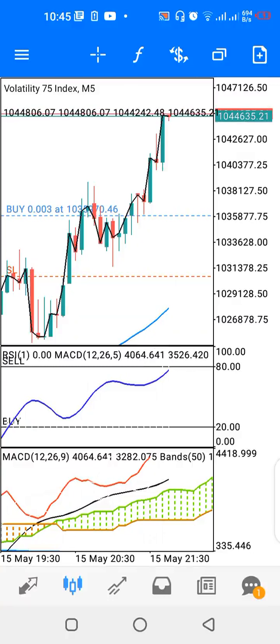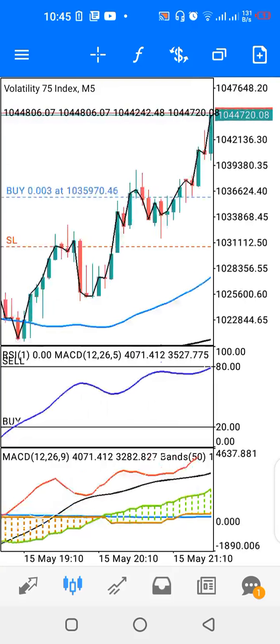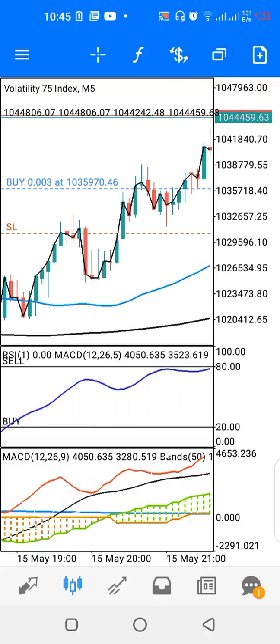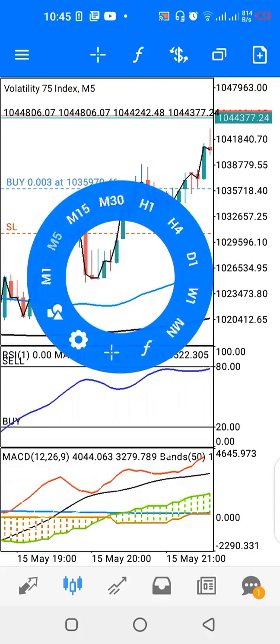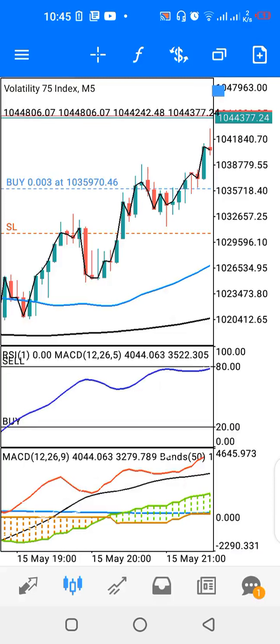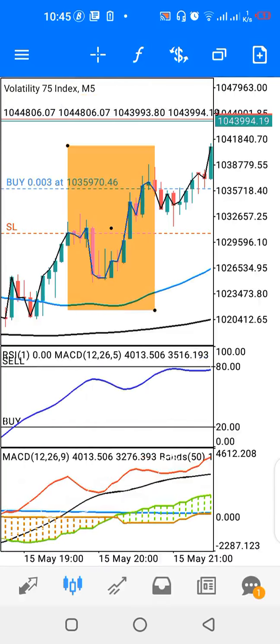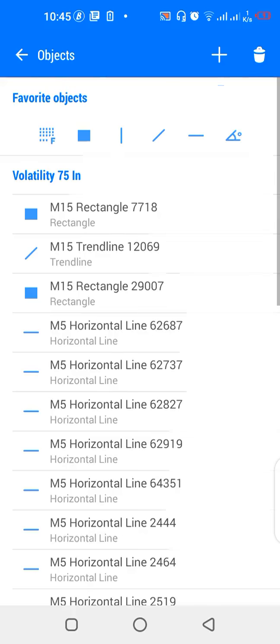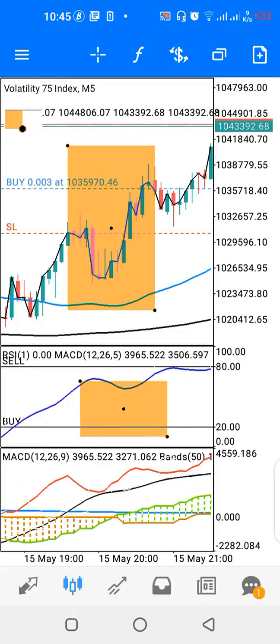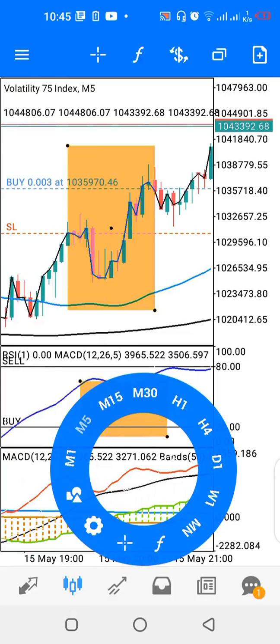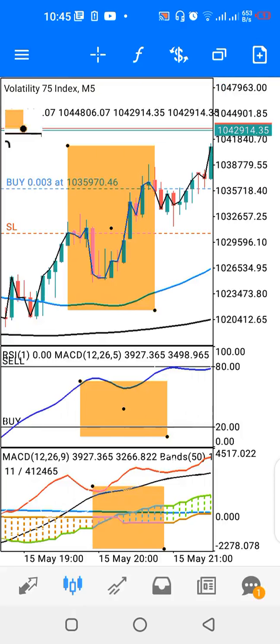Today we'll be looking at a strategy you can use to trade volatility 75 index on the 5 minutes time frame. On my screen I have V75 5 minutes time frame, and I have three windows. I have the main window. This is my main window. I have indicator window 1. This is indicator window 1. Then I have indicator window 2. This is indicator window 2.